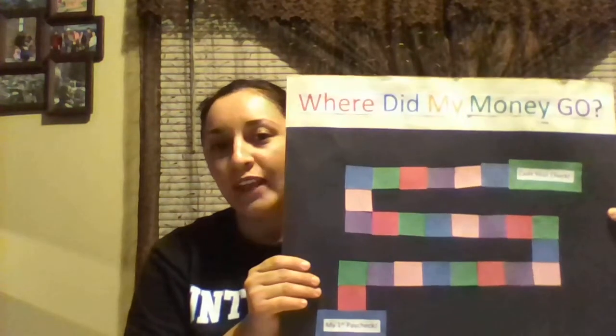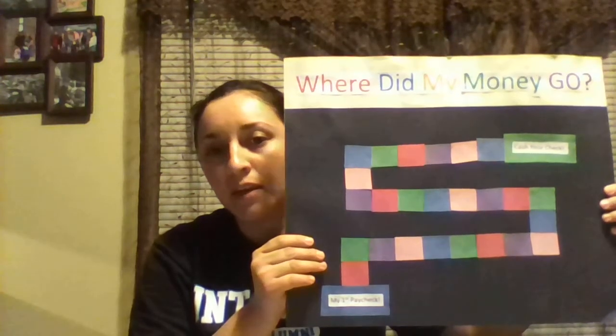Hello, my name is Laura Castillo and my game is Where Did My Money Go? This game is based on the TEKS for Personal Financial Literacy for 5th grade. Kids will be learning about gross income and net income and the differences between those.